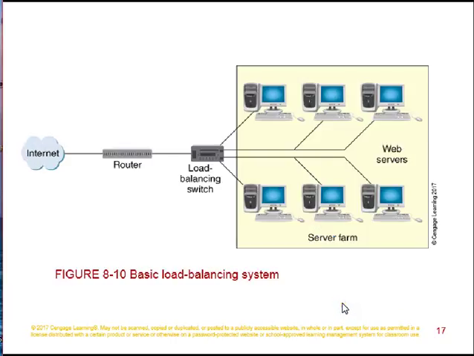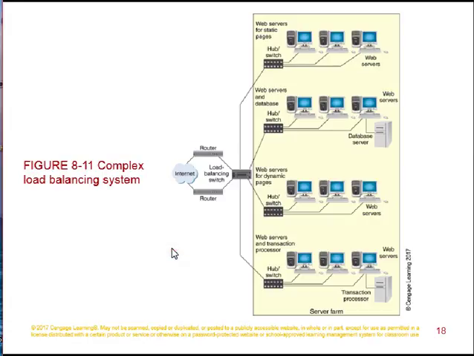Here's a basic load balancing system. Traffic comes through the router to a load balancing switch, and the load balancing switch will look at the server that has the least workload, and it will route the traffic to that one. Here's a complex load balancing system. This is where you get the additional cost for routers and hub switches when you are going to route traffic to specific groups of servers based on the functionality that they're going to be supporting.